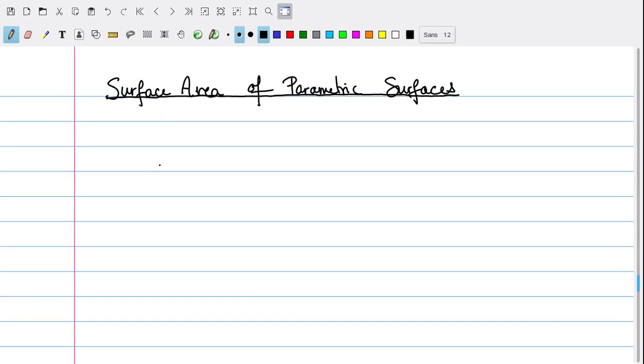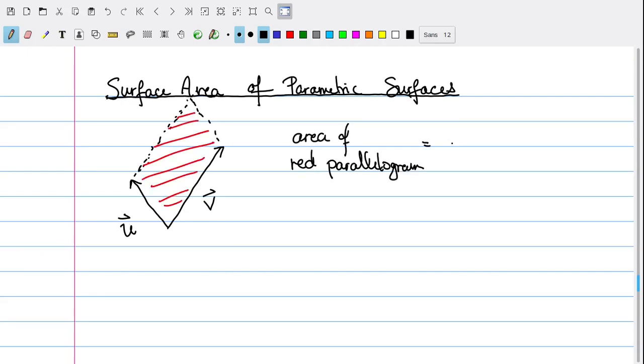The next thing I want to talk about is surface area for parametric surfaces. To start out, I want to remember that if I have two vectors in three-dimensional space, let's call those vectors u and v, I can form a parallelogram by completing these by adding another vector opposite of v over by u and opposite of u over by the tip of v. And I get a nice parallelogram here, and the area of this parallelogram is given by the magnitude of the cross product.